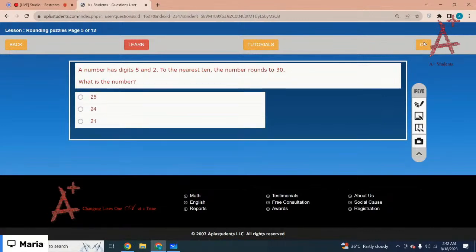A number has digits 5 and 2. To the nearest 10, the number rounds to 30. What is the number? Which is the correct option? Very good. The number is 25. That would be rounded to 30.